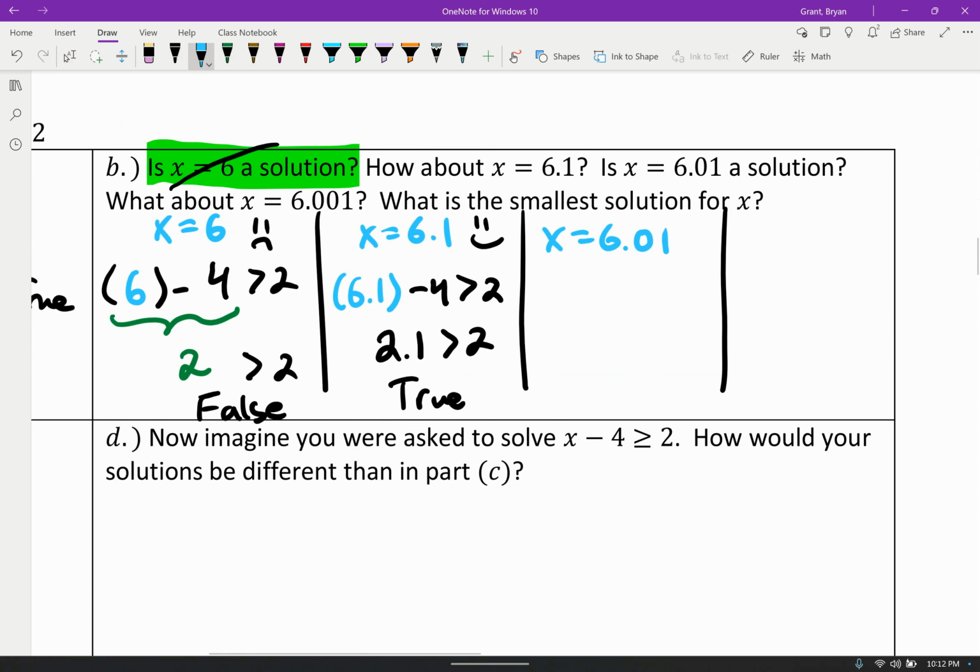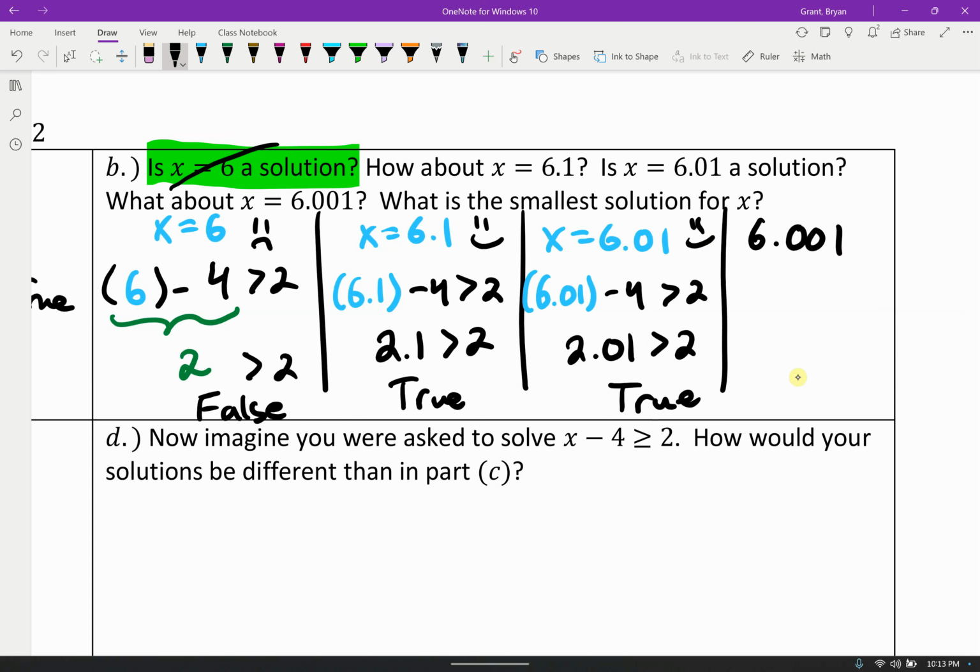Okay? Same idea as before. 6.01 minus 4. We're trying to see if that's greater than 2. That'll be 2.01. And that is greater than 2. So that's good. Can we get even closer? Well, sure. 6.001 is going to give us 2.001, which is greater than 2. Can we get closer? Sure.